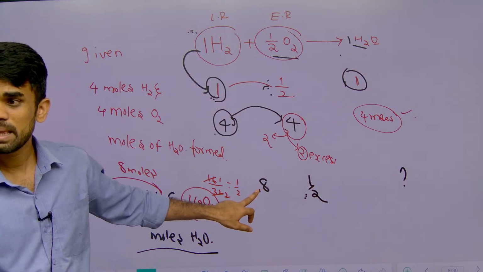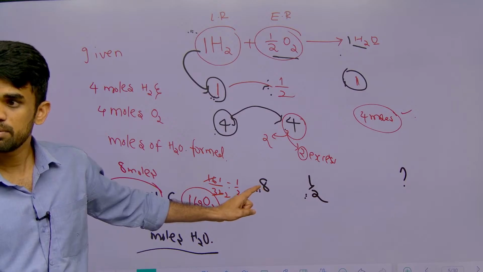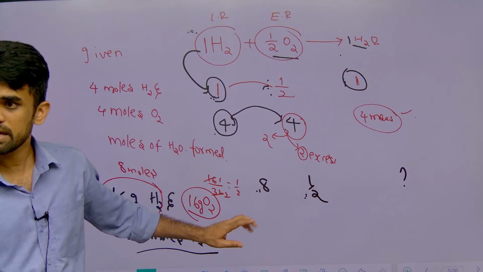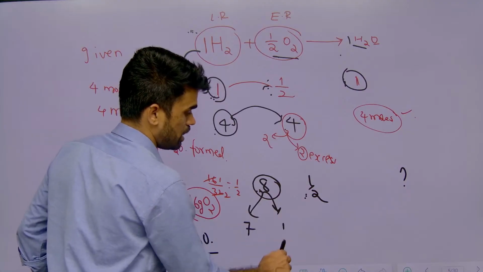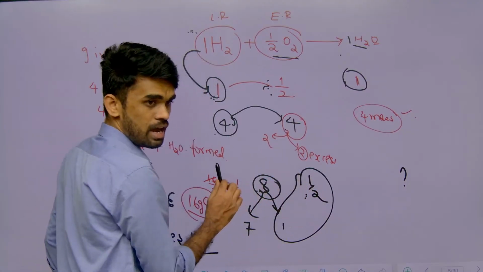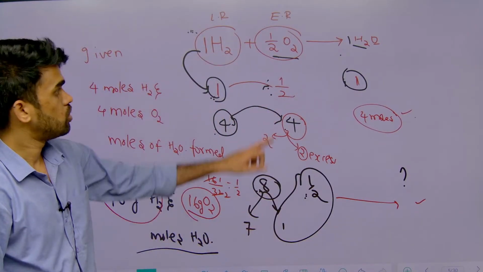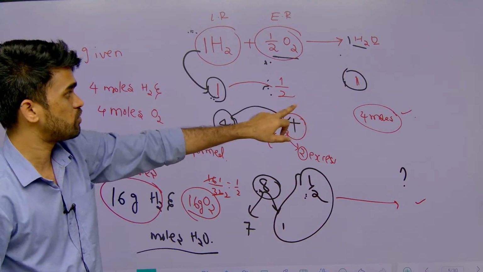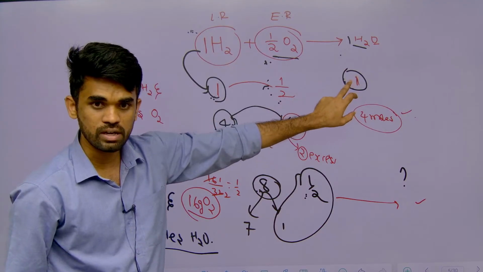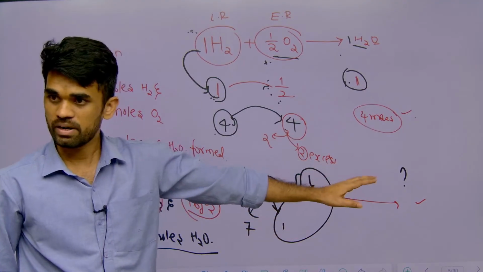How much do we have here? 8. Out of that 8 I can only use 1, the remaining 7 will be excess. So I can divide it into 2 parts, 7 and 1. The 1 will react and give you the final product. Which is the limiting reagent here? O2. So O2 decides the product formed. For half mole, how much product is formed? 1 mole. Is this clear?